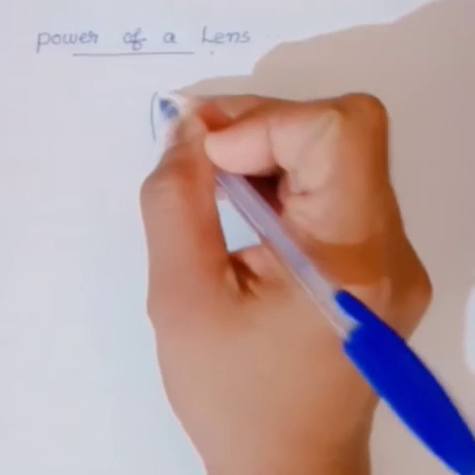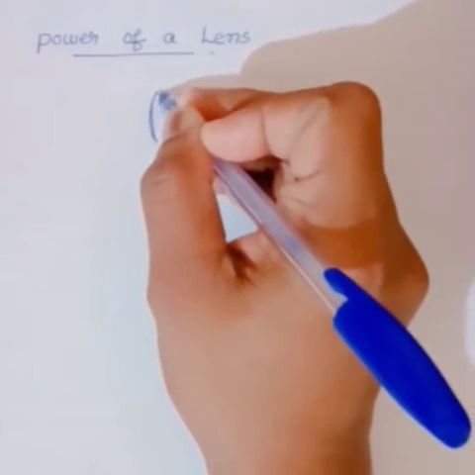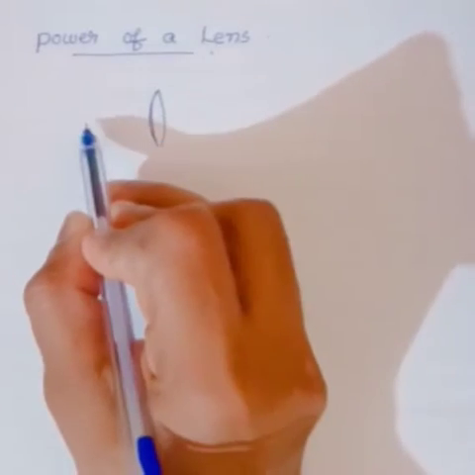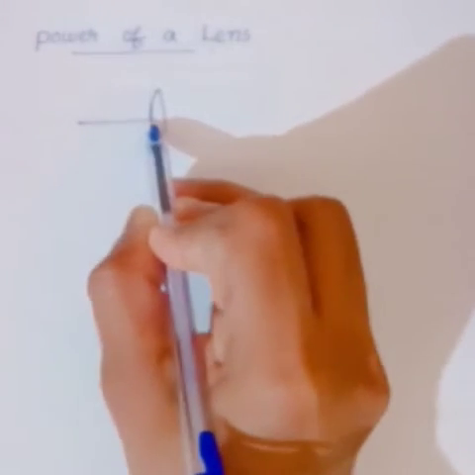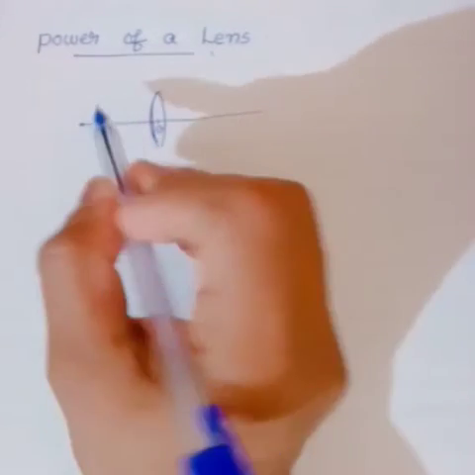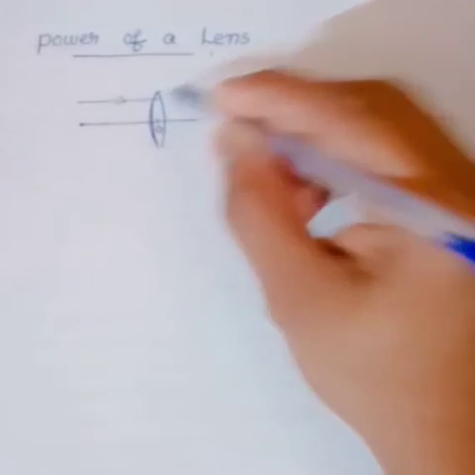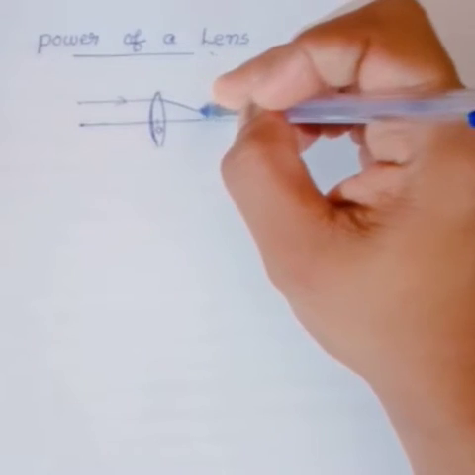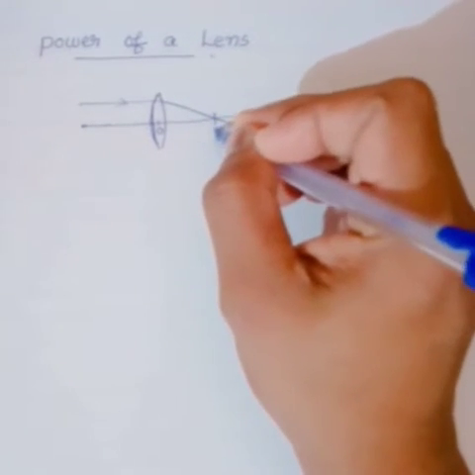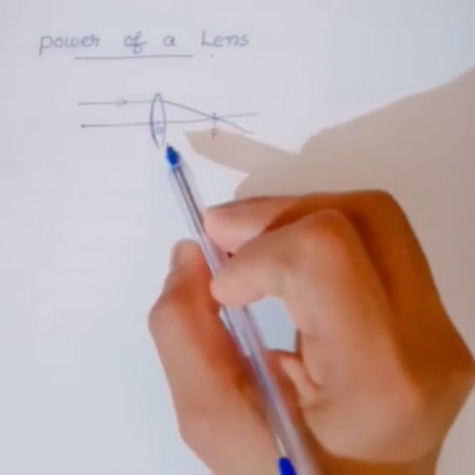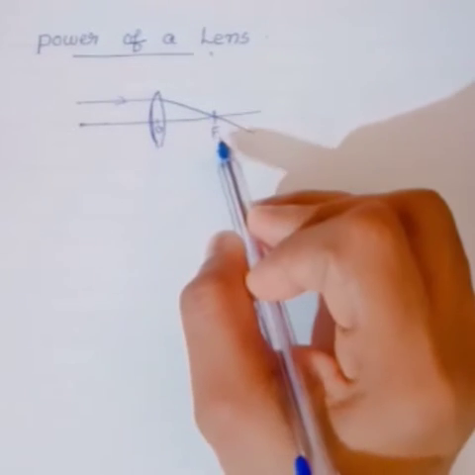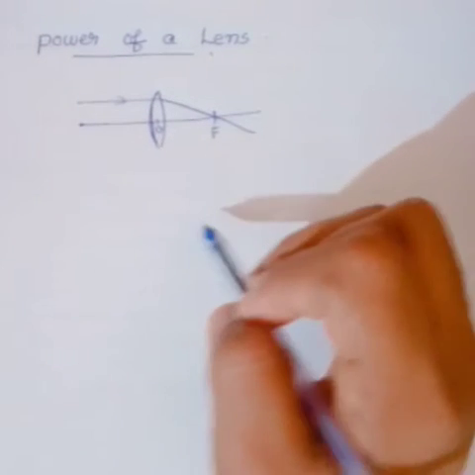Okay, so I draw a convex lens here. This is a convex lens, this is the principal axis, and this is the optical center. When a ray of light parallel to the principal axis falls on it, what happens? After refraction, it passes through the focus. So this is the focus. You know that the distance between the optical center and the focus is called the focal length.